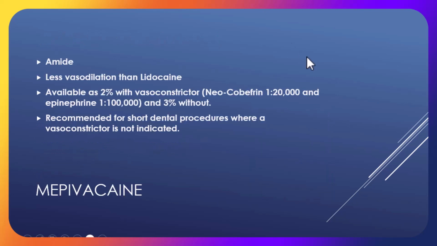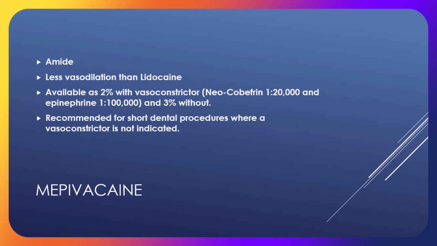Mepivacaine is an amide. There's less vasodilation than lidocaine, so it stays in the area because it doesn't dilate the capillaries in the area. It's available as a 2% with vasoconstrictor, which is our levonordefrin, and in a 3% concentration without vasoconstrictor. It's recommended for short dental procedures where a vasoconstrictor is not indicated. We're typically going to use mepivacaine 3% on children or elderly.